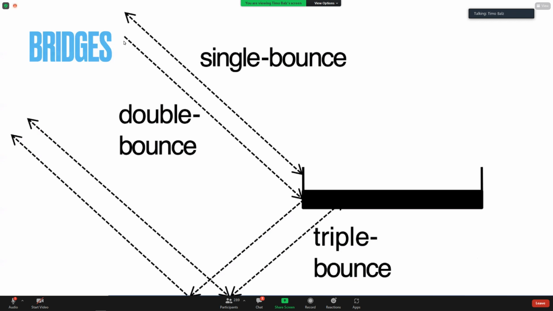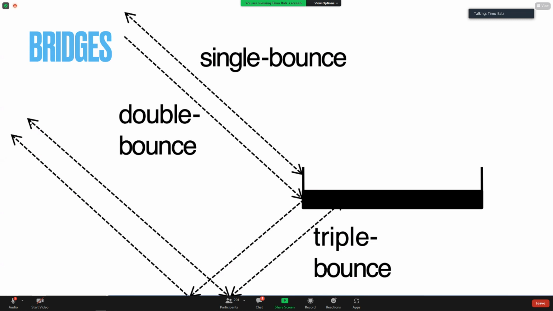Now the double bounce data takes longer. It's a longer path because it hits the bridge, then goes down to the water and back to the sensor, so it takes longer for the signal to come back, and it appears behind the single bounce. And the triple bounce takes even longer. It hits the water, hits under the bridge, goes back to the water, and comes back to the sensor. That is an even longer path, so it appears behind the double bounce.